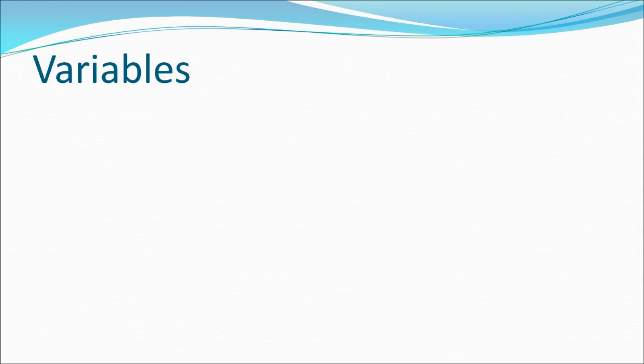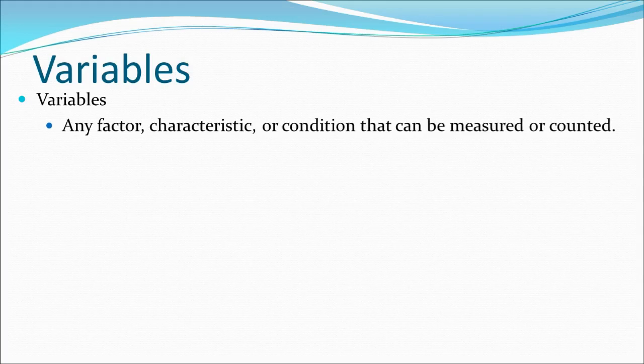To begin, let's discuss variables. Variables are any factors, characteristics, or conditions that can be measured or counted. Some examples might be position or distance, speed or velocity, or time. When we conduct a lab, we're experimenting, observing, and collecting data on how two variables interact. Those two variables have very specific names.